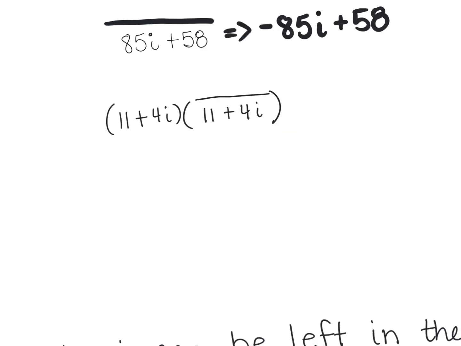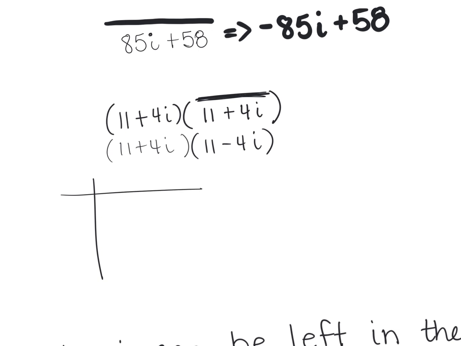Now the nice thing about what happens when you have a conjugate is that when you multiply these together, they end up getting rid of the imaginary portion. All right, so I'm going to keep the 11 plus 4i as is, and then this second one wants me to express the conjugate of that. So the conjugate of that would be 11 minus 4i. And now I'm going to multiply these together using the box or FOIL, whichever method you prefer.